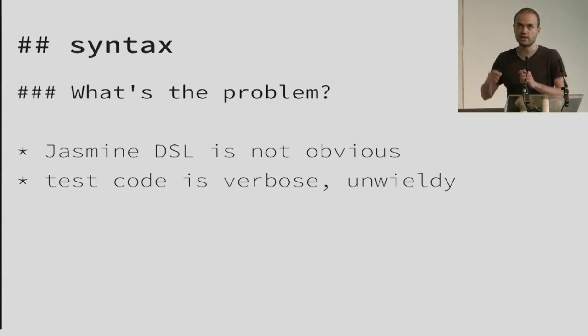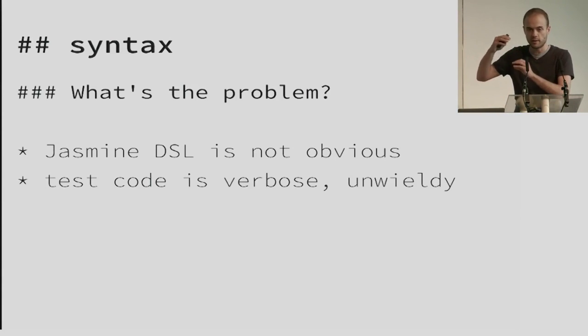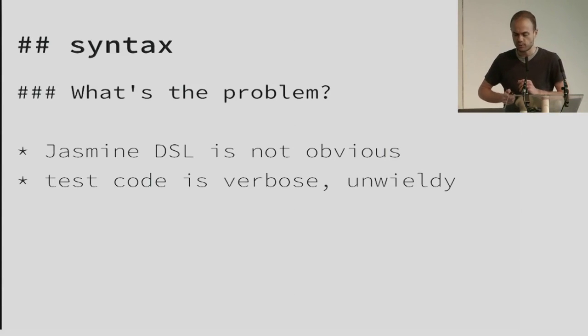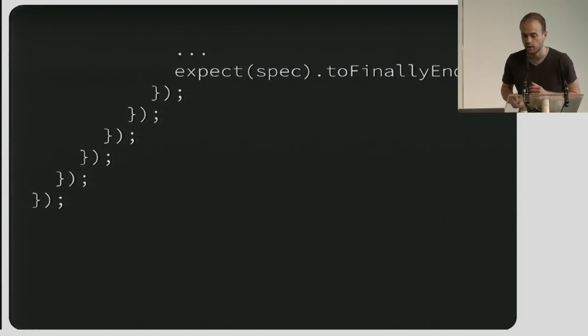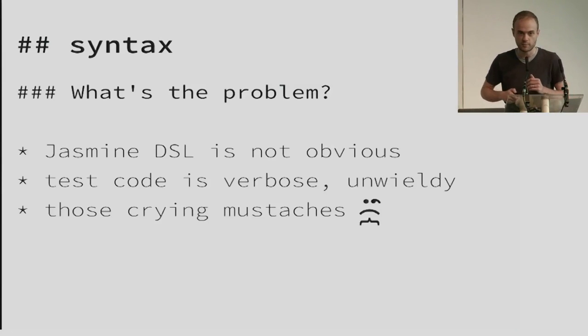But it's not obvious how to order stuff or what the idiomatic way to nest things is, and I was looking for an alternative that would be better. Also, the test code tends to become verbose and unwieldy, especially if you're doing characterization testing of deeply nested behavior. What I mean is this. It really drives me crazy, writing all of these what I call crying mustaches at the bottom of my file listings. I'd love to get rid of those.